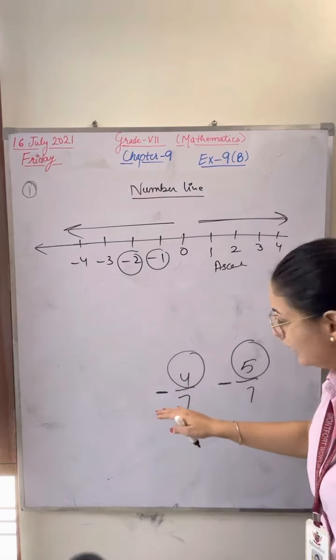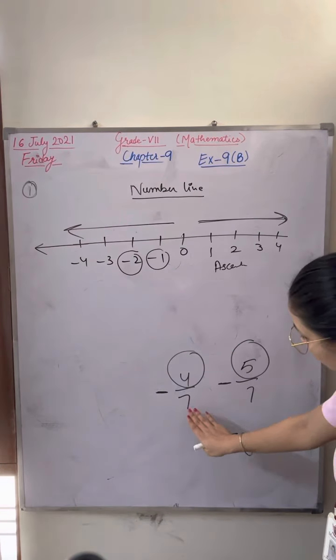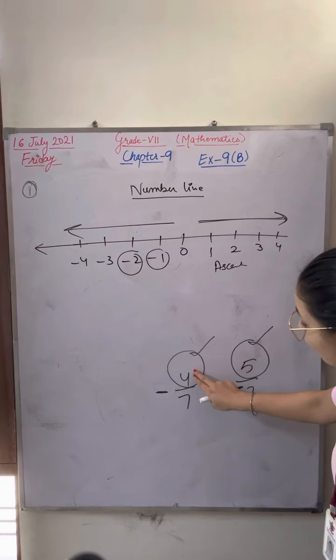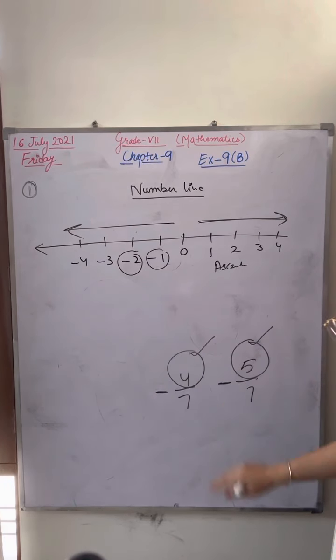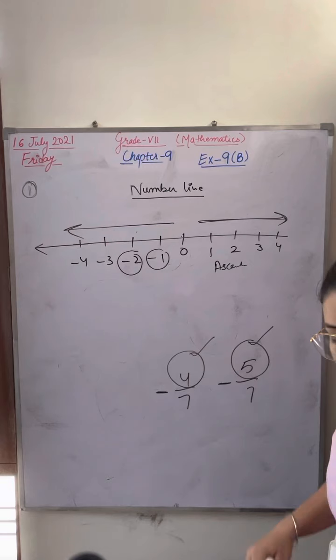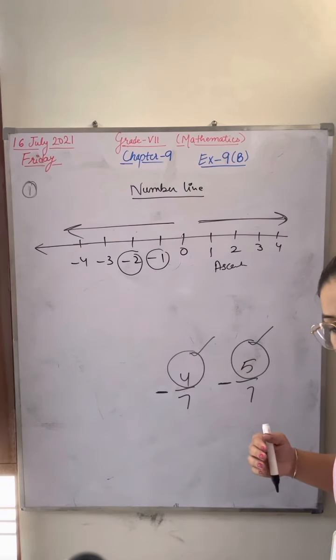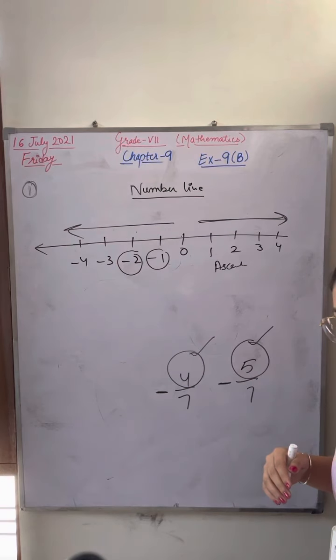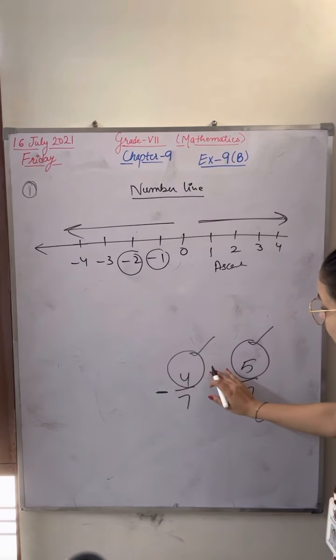Similarly, coming to the rational numbers, both the denominators are the same. Now check the numerator. -4 is bigger or -5 is bigger? Please tell me. Very good. Now it's understood by everyone. -4 is bigger.